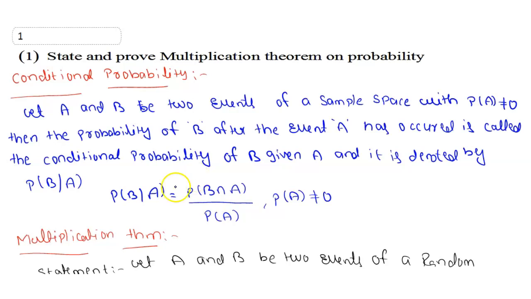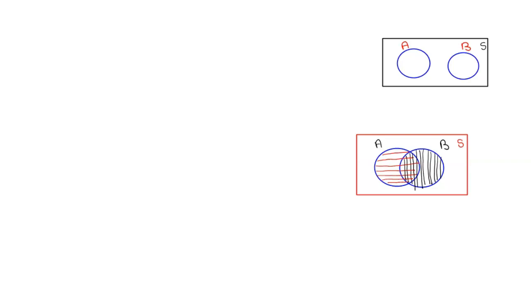And it is denoted by P of B given A. P of B given A can be written as P of B intersection A by P of A, where P of A is not equal to 0. Similarly, we can take P of A given B, that is nothing but P of A intersection B by P of B, under the condition that P of B is not equal to 0. This is the most important theorem in probability, right? Now go for the next one.